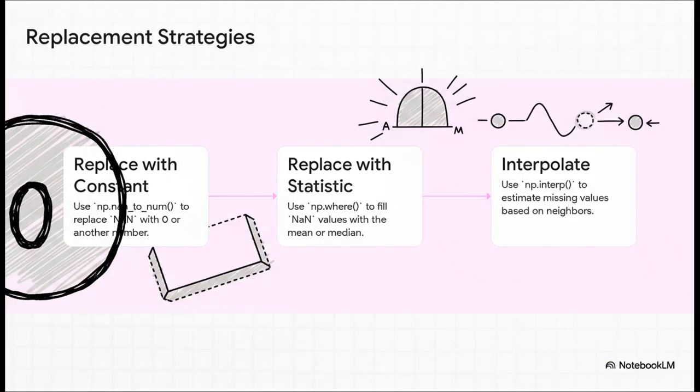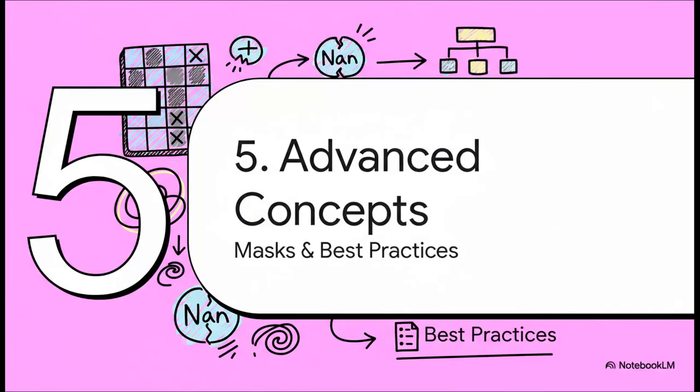So, we have a few common strategies for this. The simplest is just to replace the missing values with a constant number, like 0. The function np.nan_to_num is perfect for that. A slightly smarter approach is to replace them with a statistic, like the mean or the median of all the other valid data points. And finally, for data where the order matters, like in a time series, you can use a more advanced method called interpolation. That's where you intelligently estimate the missing value based on the trend of the values that come right before and after it.